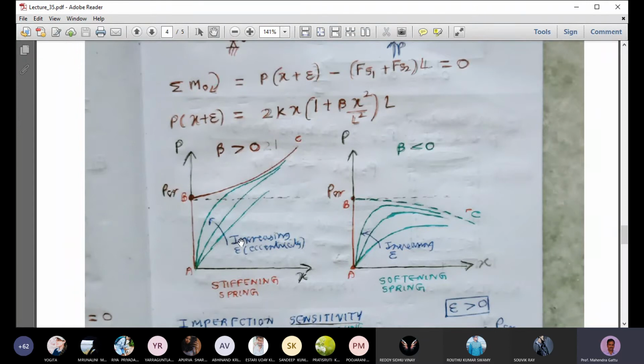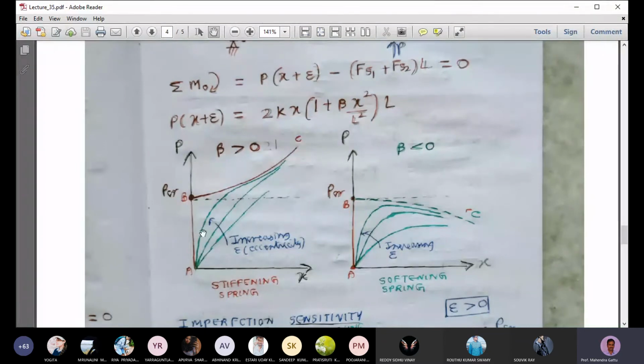Sorry, here "increasing" is replaced with "decreasing". They have made the same error here. Decreasing eccentricity. So for a given eccentricity, the column will deflect like this. This green shape is there. Initially the stiffness is very high, and as P reaches P critical, this experimental P will move asymptotically with respect to BC.